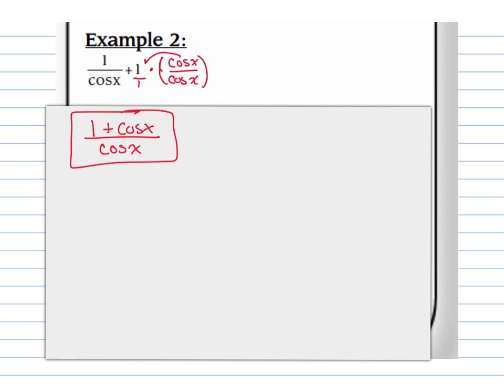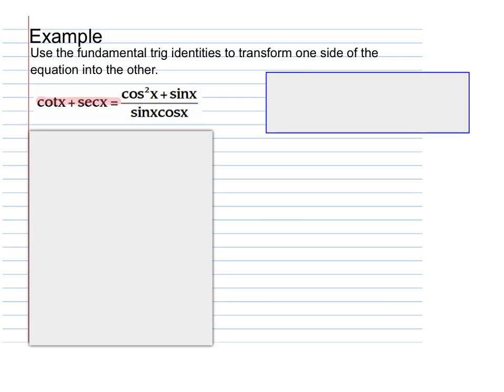Okay, now we're getting to the part where we're going to be using our fundamental trig identities to transform one side of the equation to the other. So if you look at it right here, we have cotangent of x plus secant of x equals this. These two equations are equivalent, but they want you to prove, aka verify, that the left side equals the right side or that the right side equals the left side.